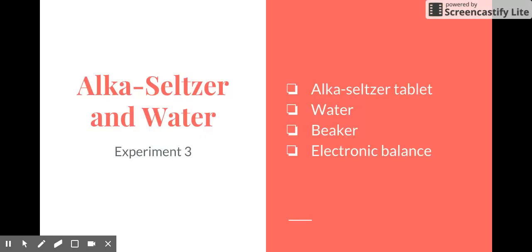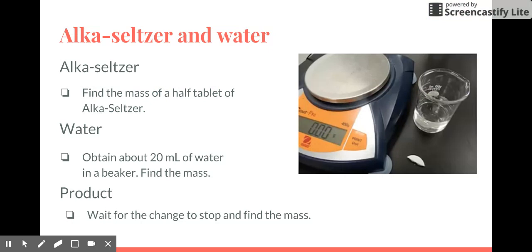Experiment 3 will use some water and part of an Alka-Seltzer tablet. You can see, start off finding the mass of the tablet, about 20 milliliters of water in a beaker, then mix the two together, wait for the change to stop, and find the mass.